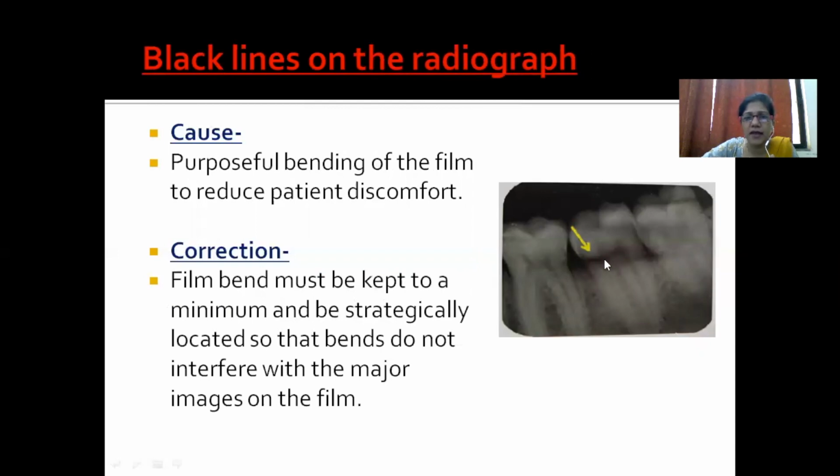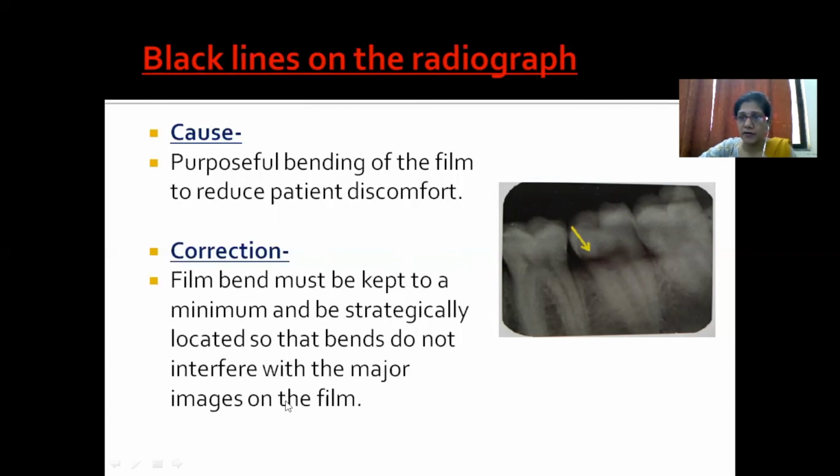Black lines on the radiograph. Can you see these black lines? Purposeful bending of the film. Sometimes to keep it in shallow arches, the student bends it more, and this bending will cause the black lines on the radiograph. Correction: film bends must be kept to a minimum and be strategically located so that bends do not interfere with the major image of the film.